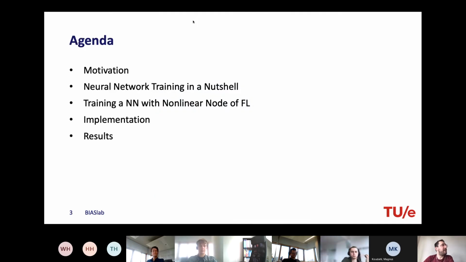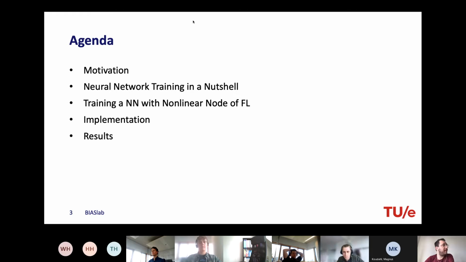Today's agenda is I'm going to talk about the motivation. Why do we want to train a neural network with ForneyLab? Because we have other tools, right? Like we have Flux in Julia, and in Python we have PyTorch and also TensorFlow. So why do we want to use ForneyLab to train neural networks? Then I'll talk a little bit about training neural networks in a nutshell. Then we will dive into details of training neural networks with the nonlinear node of ForneyLab.